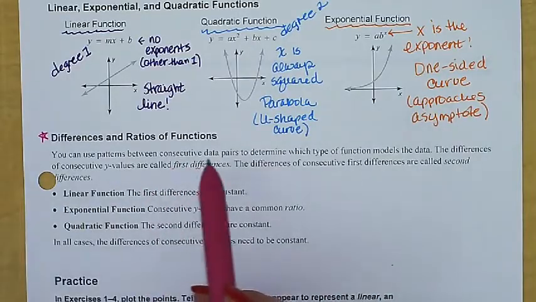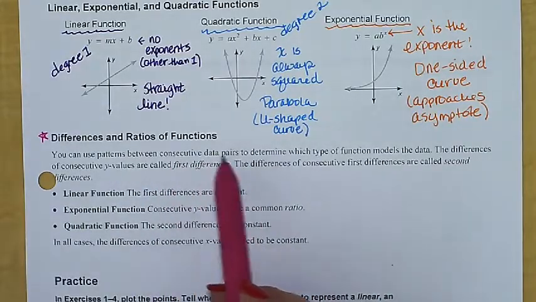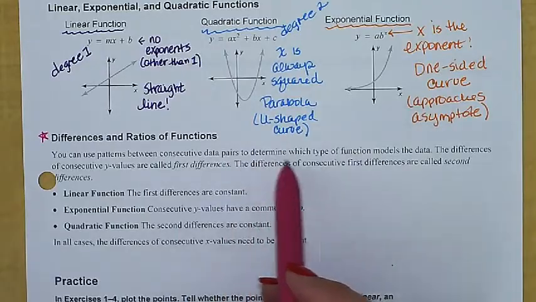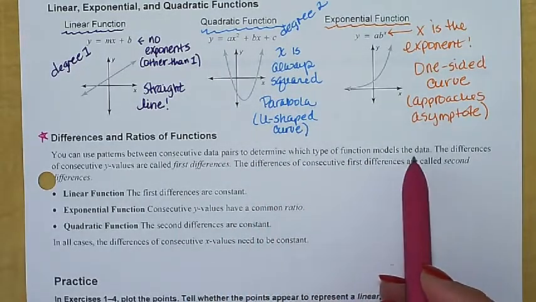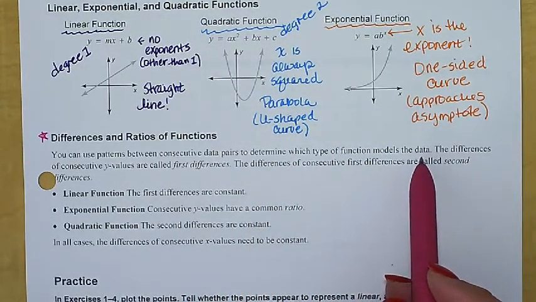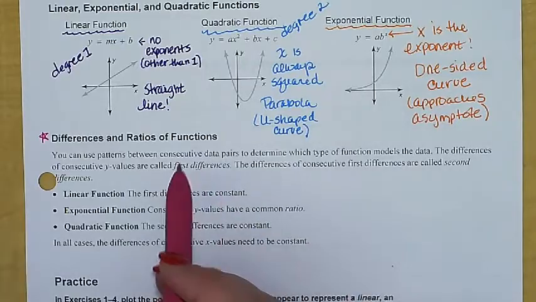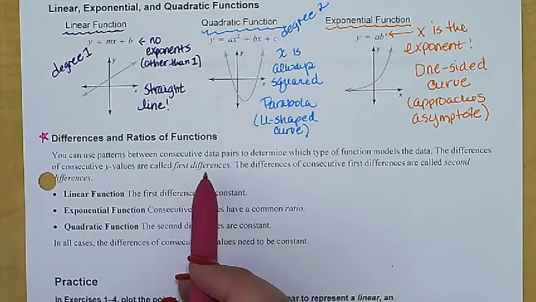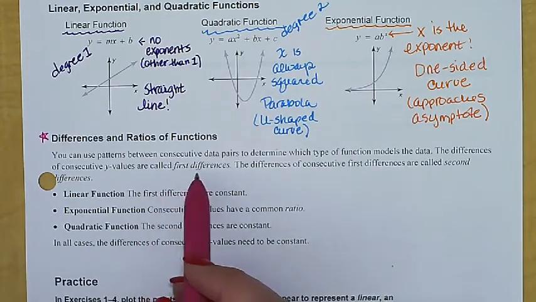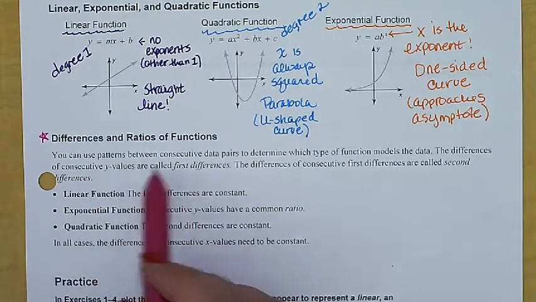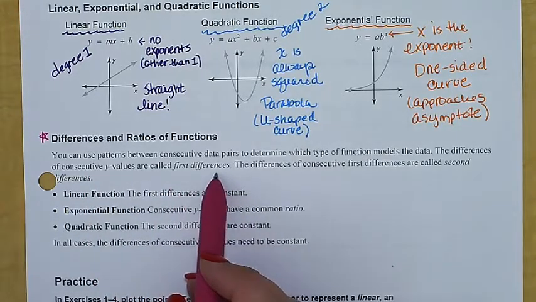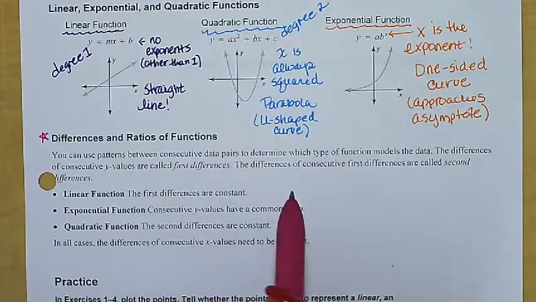So you can use patterns between those consecutive data pairs, meaning they're one right after the other, to determine what type of function models a set of data if it's given to you in a table form or as a set of ordered pairs, for example. The differences of consecutive y values are what we call the first differences. If we subtract those consecutive values, that difference between them is the first difference. This is what's new today.